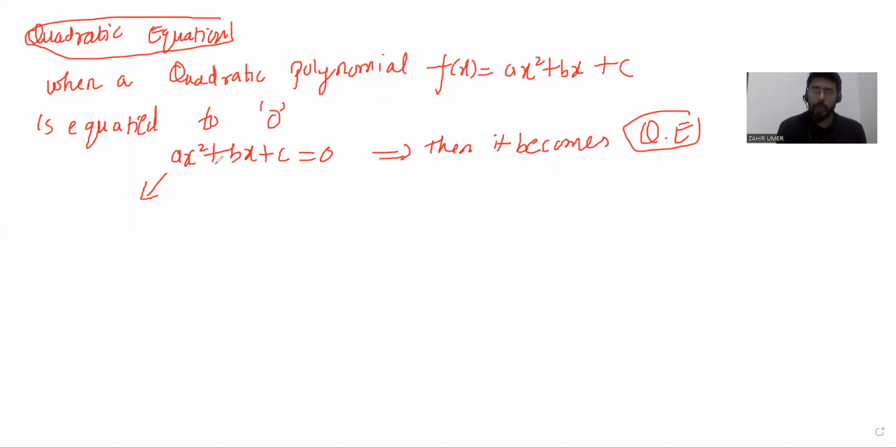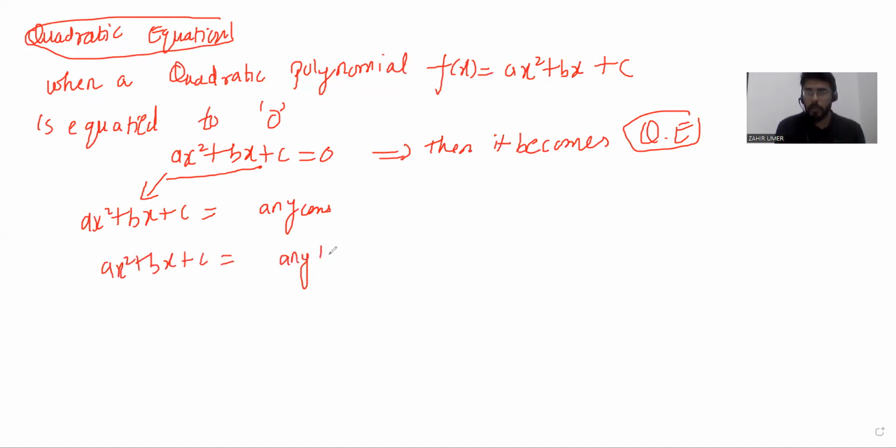Now it is not mandatory to equate the quadratic polynomial to 0. We can equate it to any constant. We can equate it to any linear polynomial. We can also equate it to any quadratic polynomial.